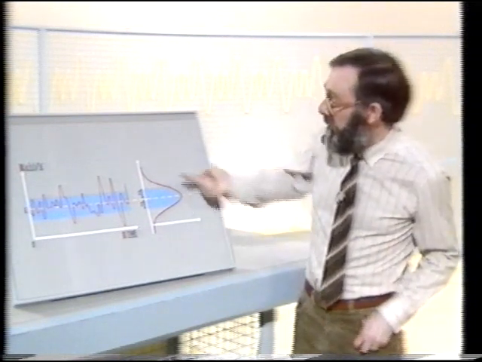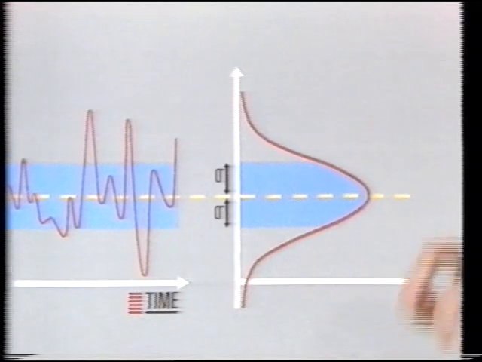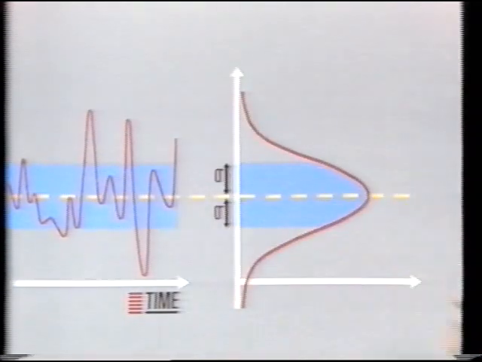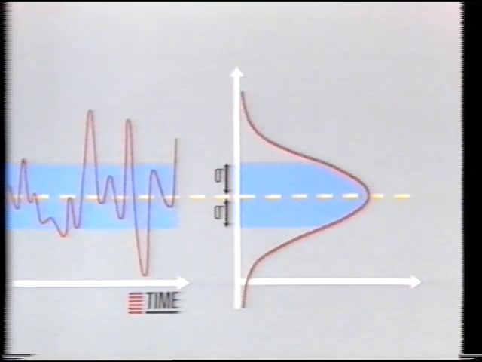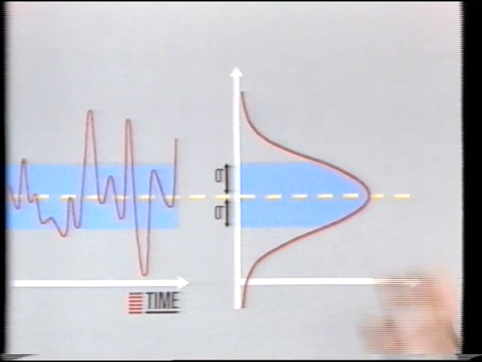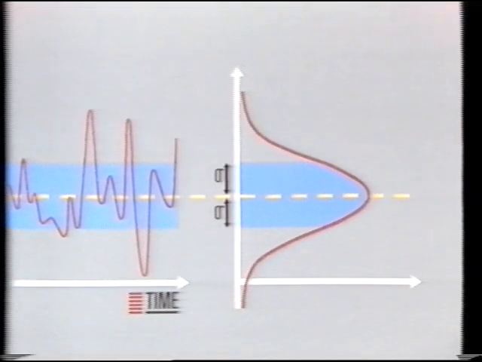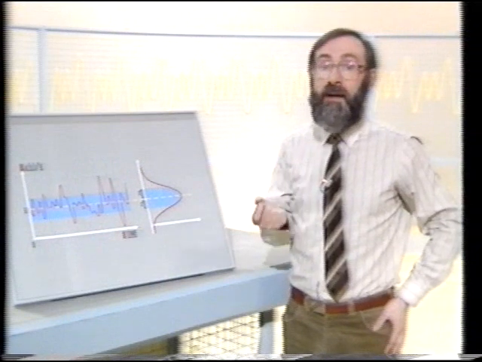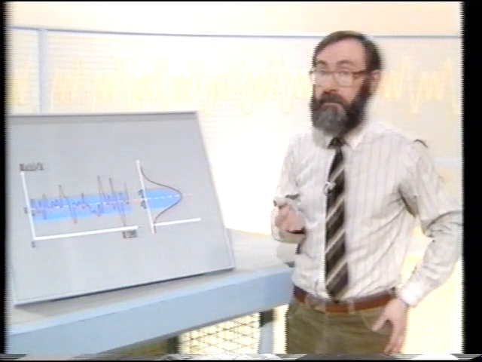Now, it so happens that the area here is 0.68, which means that at any instant there's a 68% probability of the signal having a value in this range. If we go to 2 standard deviations to either side of the mean, then the area enclosed under the curve becomes 0.95, which means there's a 95% probability that the signal will lie within this range, to within 2 standard deviations. And there's a 99.5% probability that the signal will be within 3 standard deviations from the mean.